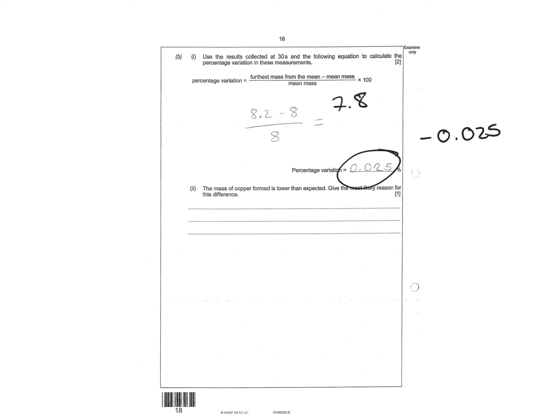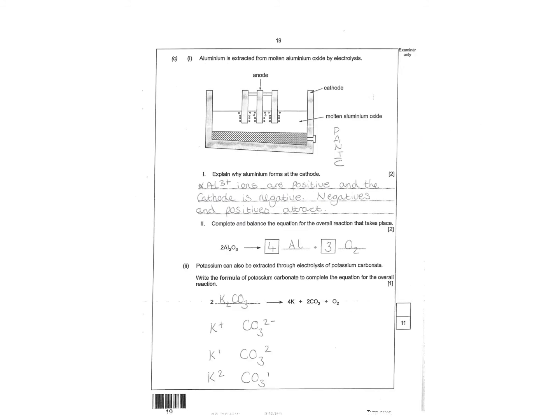The mass of copper formed is lower than expected. Give the likely reasons for your difference. Not pure is most probably the main one. So it's impure, so it didn't react. Looking then at aluminium electrolysis.